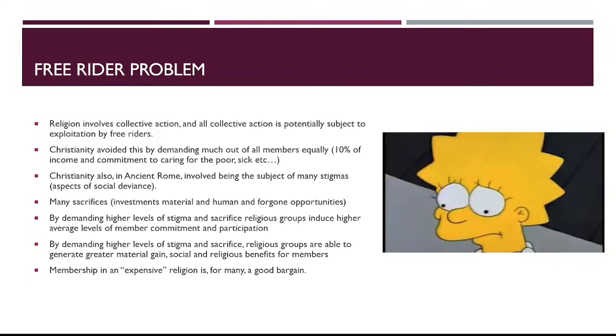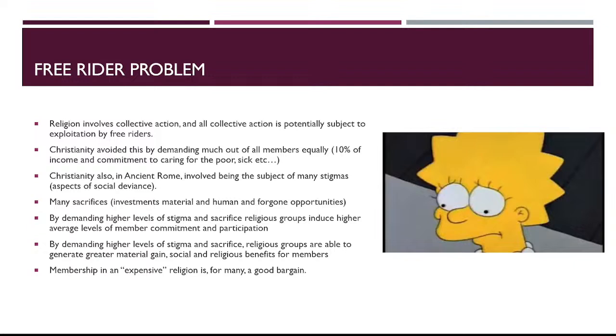It involves making a lot of sacrifices. However, what Stark says is by demanding higher levels of stigma and sacrifice, religious groups can induce higher than average levels of member commitment and participation. You have to give up a lot, but if there's a lot of benefit and people are forced to give up a lot, that makes religious communities that, relative to their size, have a lot of resources, right? They have a lot that they can offer people. And this basically makes it possible for them to be incredibly attractive, right? And so, by demanding these high levels of stigma and sacrifice, especially financial and in terms of effort, they're able to generate a lot of material, social, and religious benefits.